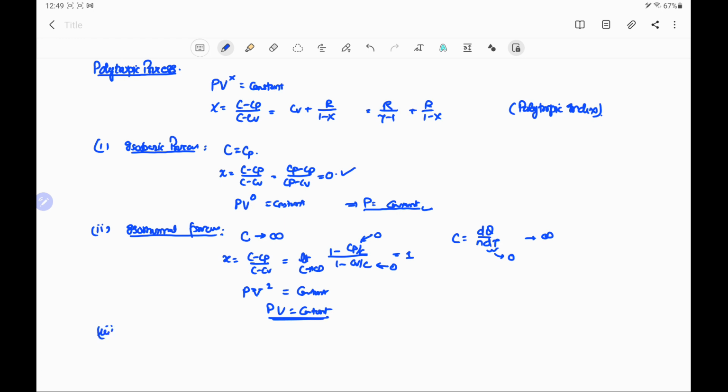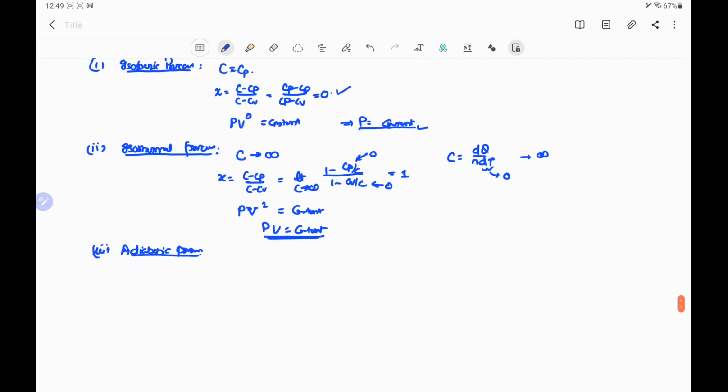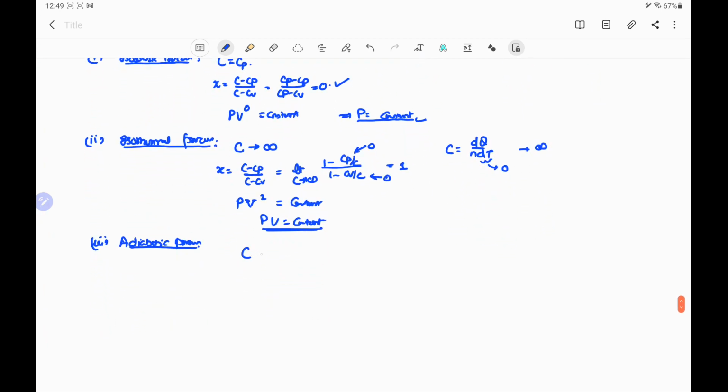Third is adiabatic process. Adiabatic process is the process in which there is no exchange of heat. If there is no exchange of heat, in that case, its molar heat capacity will be 0 because C equal to dq by n dt, and there is no exchange of heat, so C will be 0.